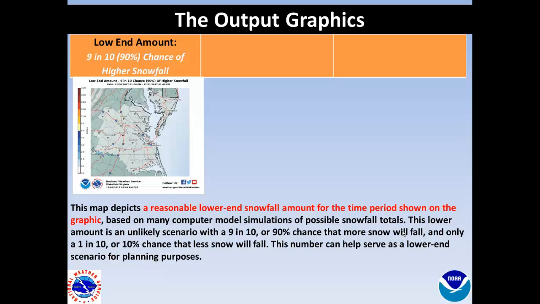So what you end up with is a low-end forecast amount, basically what we consider to be the 10th percentile, or in this example, say a 90% chance that all snowfall will be higher than this. So this example here is basically saying there's zero snowfall. This is on the very low end of the distribution, expect at least just this much. It's considered a reasonable low-end snowfall amount for the time period.